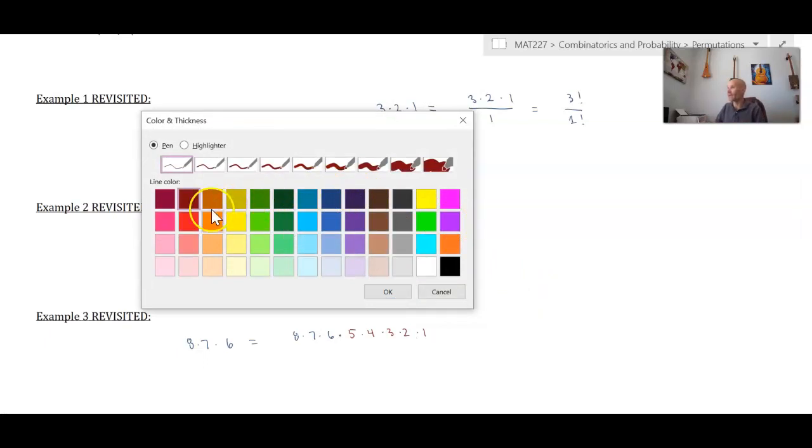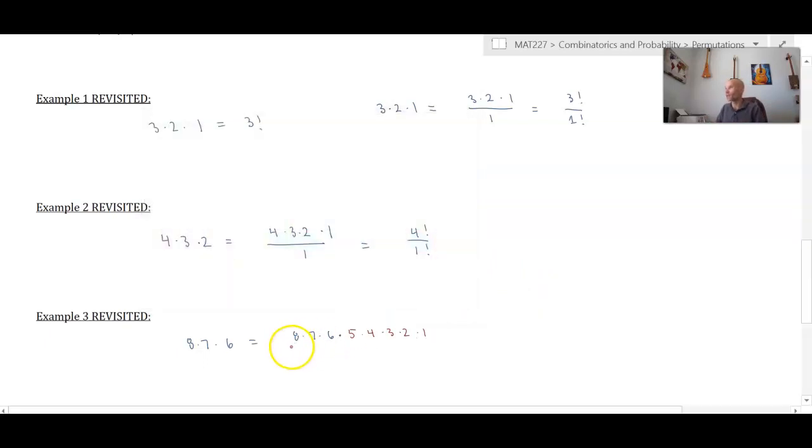And the only way to not change the problem is to also divide by 5 times 4 times 3 times 2 times 1, because you agree that these cancel out in the numerator and denominator. But the advantage that I get here is that by writing it like this, I can express it as 8 factorial divided by 5 factorial.